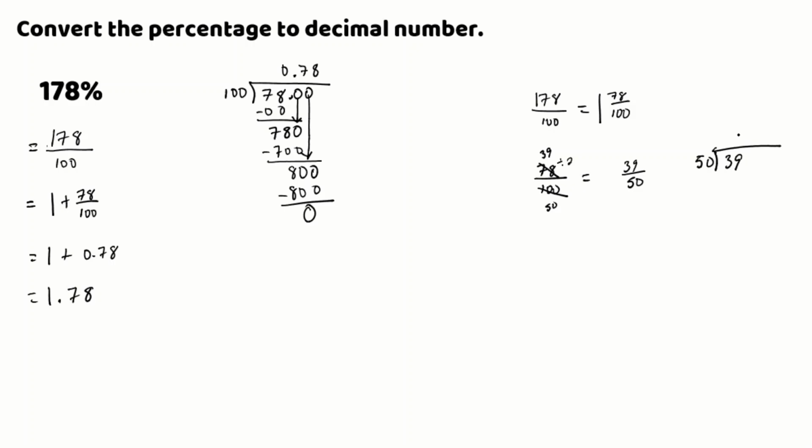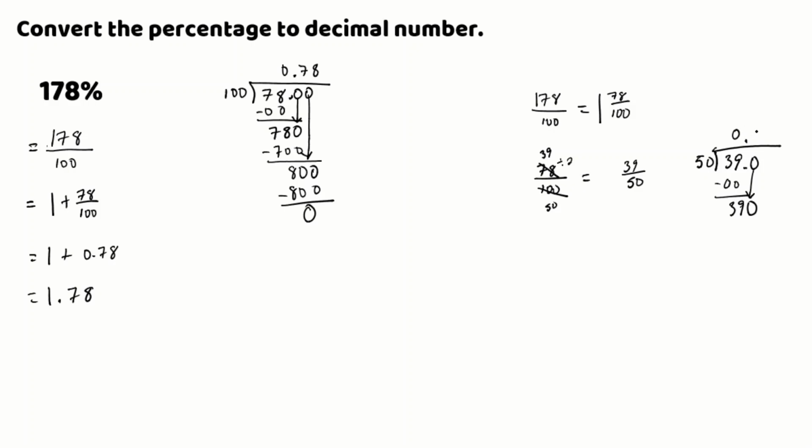And again, I'm going to perform the division on my 39. So 50 can't go into 39. We're going to add a 0. 0 times 50 gives us 0. 39 subtract 0 gives us 39. We're going to now add our decimal point, add my 0, change 39 into 390.